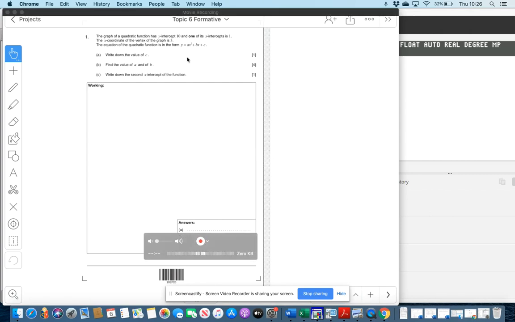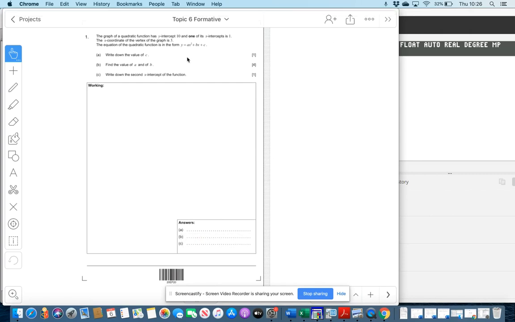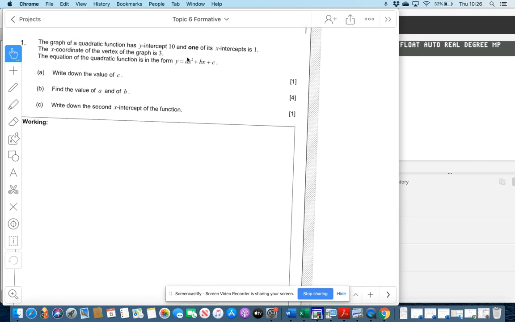Okay, good morning, afternoon, evening, wherever you are. This is IB Math Studies, Topic 6, Functions. So we're going to do a formative assessment, start with this paper 1 question involving quadratics.